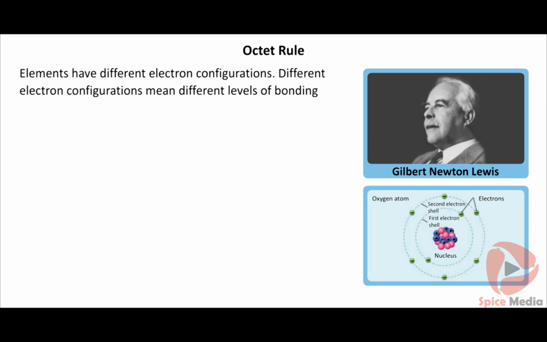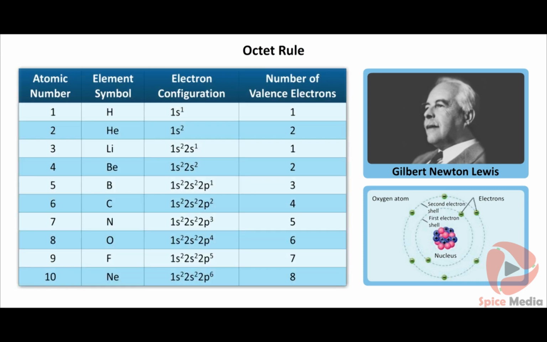Elements have different electronic configurations. Different electronic configurations mean different levels of bonding. Atomic number 1, element symbol H, electronic configuration 1s1, number of valence electrons 1. Atomic number 2, element symbol He, electronic configuration 1s2, number of valence electrons 2. Atomic number 3, element symbol Li, electronic configuration 1s2 2s1, number of valence electrons 1. Atomic number 4, element symbol Be, electronic configuration 1s2 2s2, number of valence electrons 2.